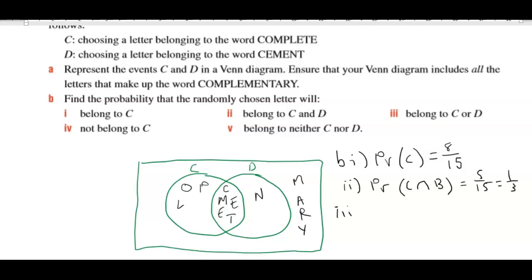Part 3, we've got the probability. Oh, did I write D? Sorry, I'm rushing here. C or D is everything. So we've got 1, 2, 3, 4, 5, 6, 7, 8, 9. 9 out of 13. Not belonging to C. So the probability of not C is 1, 2, 3, 4, 5.